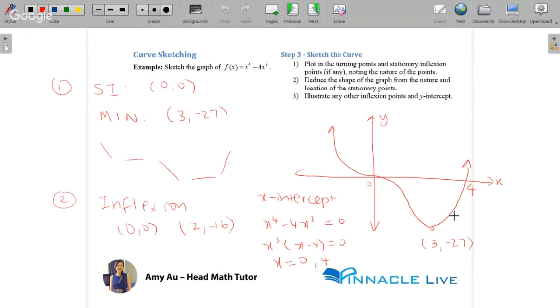Then finally, it's putting all the information together. So you've got the first derivative points and then the inflection points. Use the first derivative to sketch, so that gives you the shape. Put in the points. And then if permissible, you can find the x-intercepts. In this case, I haven't looked at the y-intercept specifically because it already came up as (0, 0), so I don't need to go and look for it.